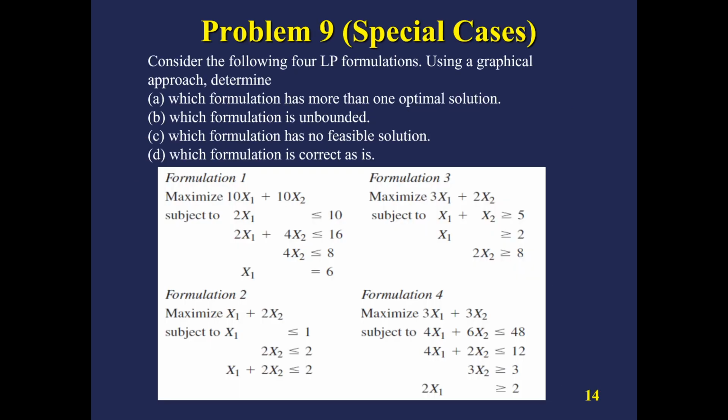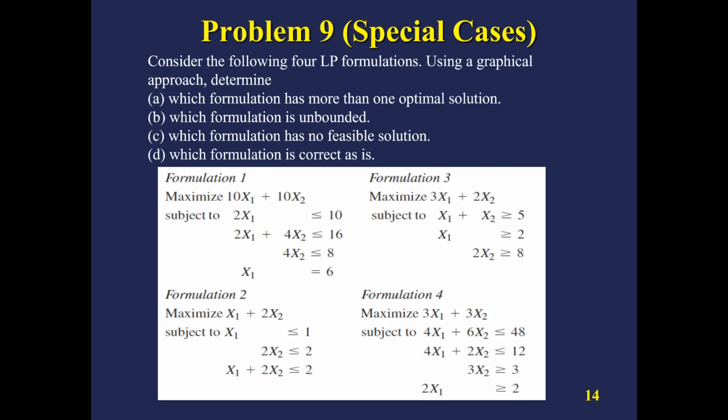Let's look at problem 9. We have some special cases here. Consider the following 4 LP formulations using a graphical approach. Determine which formulation has more than one optimal solution, which formulation is unbounded, which formulation has no feasible solution, and which formulation is correct as is.